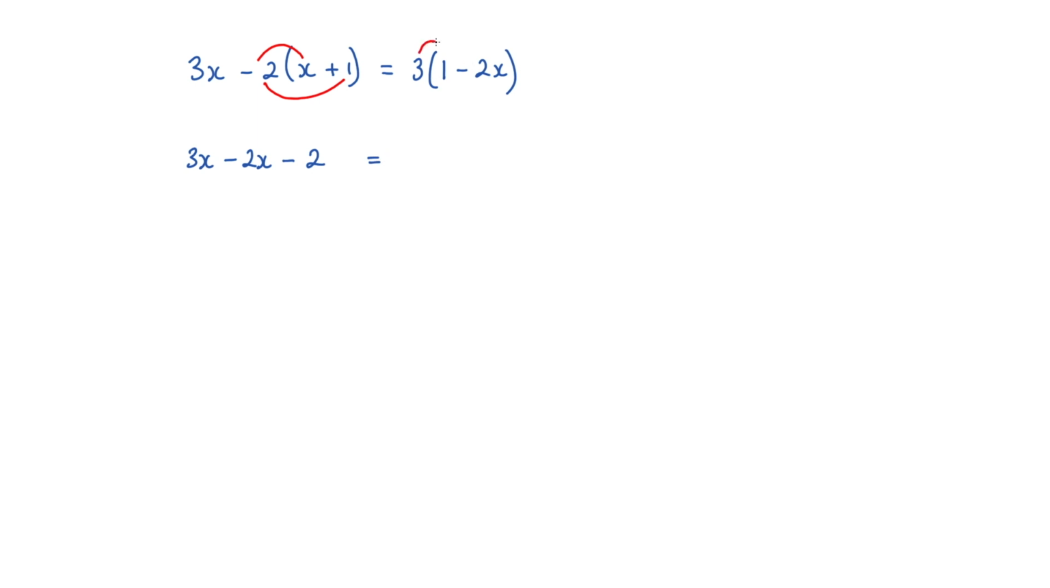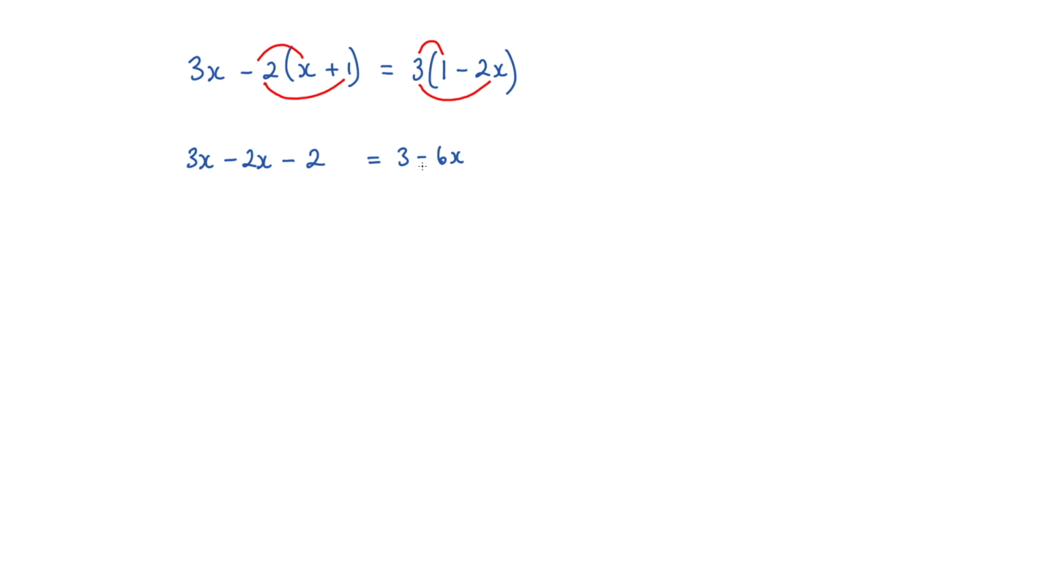So 3 multiplied by 1 is 3. And then we've got the 3 multiplied by the negative 2x. So we've got a positive and a negative, which gives me the negative. 3 multiplied by the 2 is 6, and then we've got the x. So 3 lots of 2x is 6x, and obviously it's negative.